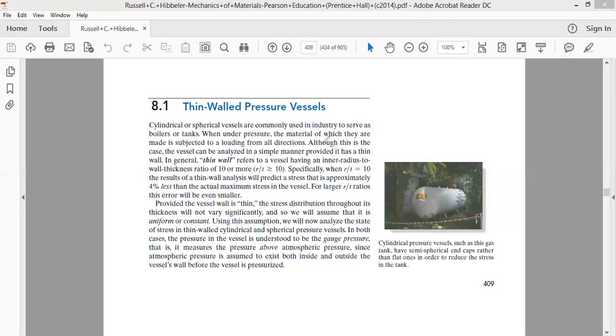Now, as far as pressure vessels are concerned, we have two types. We have thin-walled pressure vessels and we have thick-walled pressure vessels. The first type, as is given in the chapter as well, is the thin-walled pressure vessel, and the second type is called the thick-walled pressure vessel. We need to make a difference between the thin-walled and the thick-walled pressure vessels.